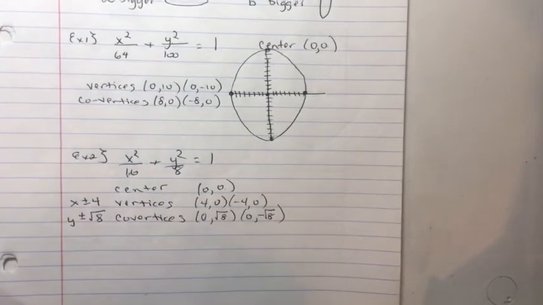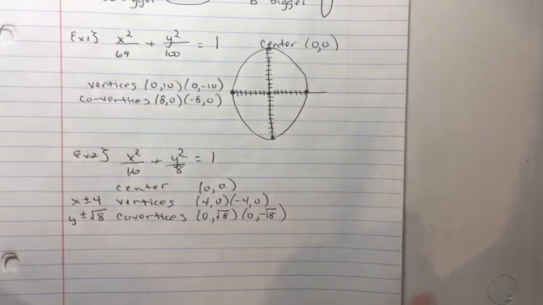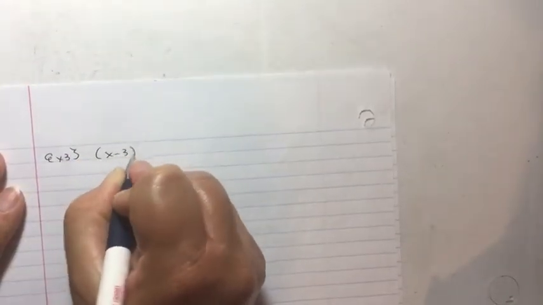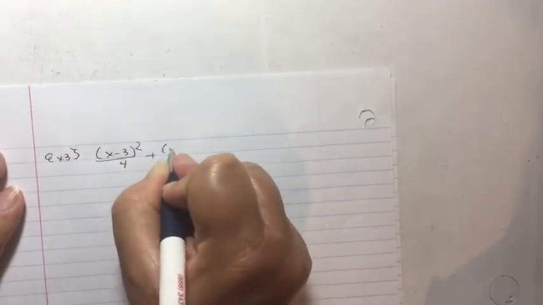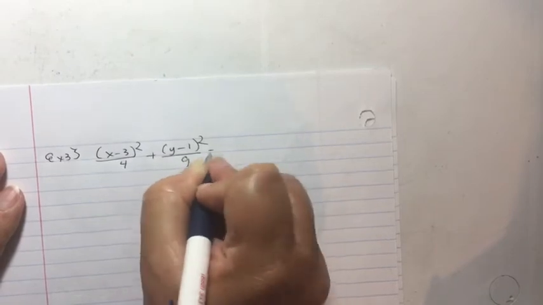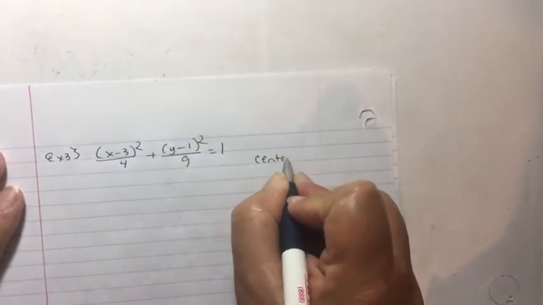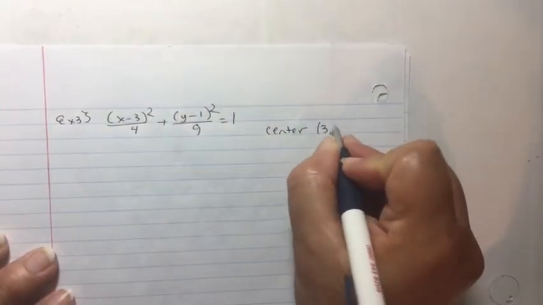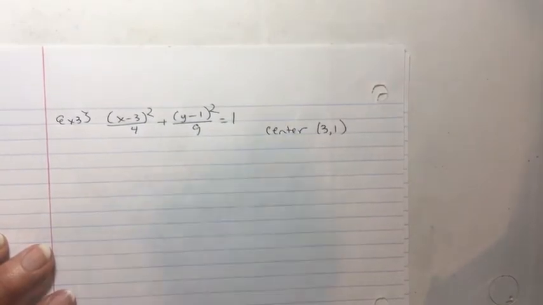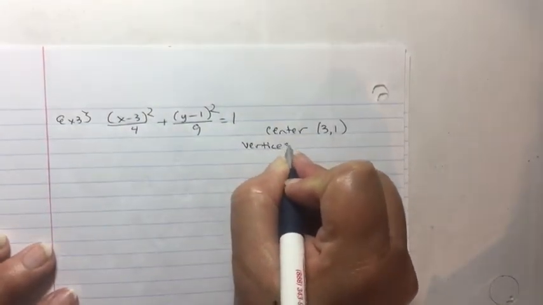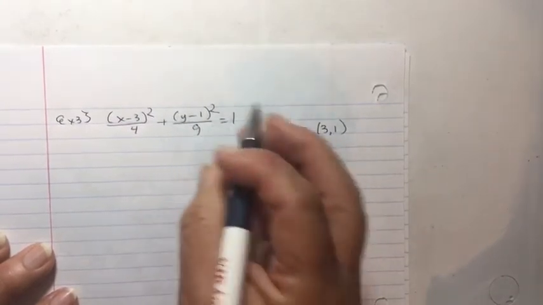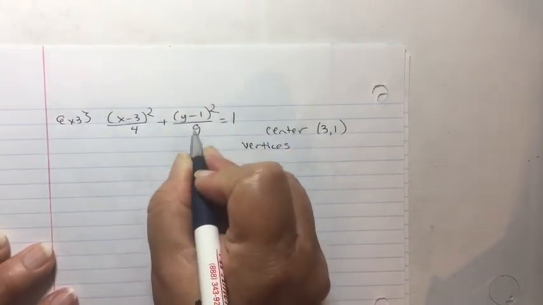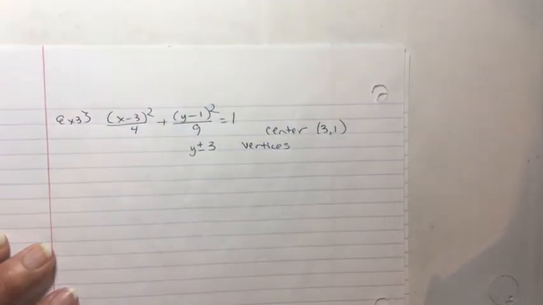All right, now we're ready to do 2 of them that don't have the center at the origin. For example 3, let's do x minus 3 squared over 4 and y minus 1 squared over 9. Your center, h, k, gives you 3, 1. Your vertices, remember that's going to go with the bigger one, which in this case is the y. You're going to add and subtract the square root of 9, which is 3.